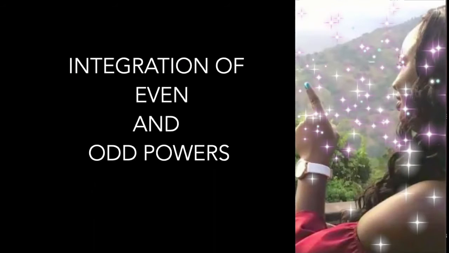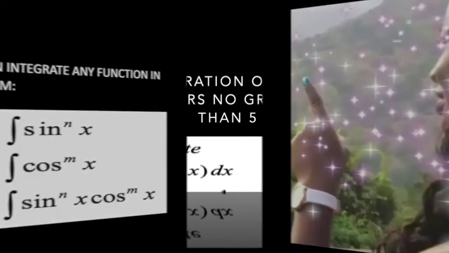Let's get started. So we'll be doing the integral of sine nx, where n can be odd or even, the integral of cos mx, where it can be odd or even, and the last one is where we have a mixture of powers. Today I'll be doing just when we have an even power, both being even. But later on, in my next video, you can see the other mixture.